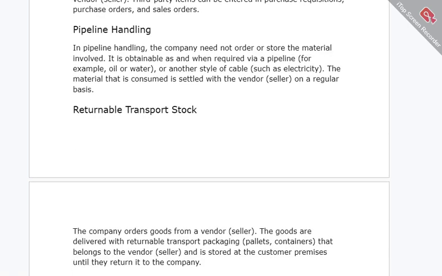Pipeline handling. In pipeline handling, the company need not order or store the material involved. It is obtainable as and when required via a pipeline, for example oil or water, or another style of cable such as electricity. The material that is consumed is settled with the vendor or seller on a regular basis.